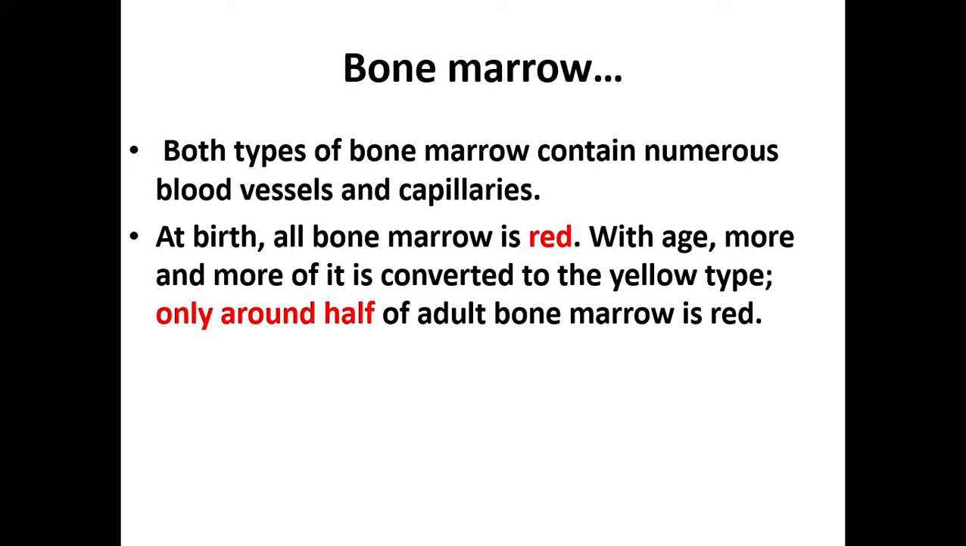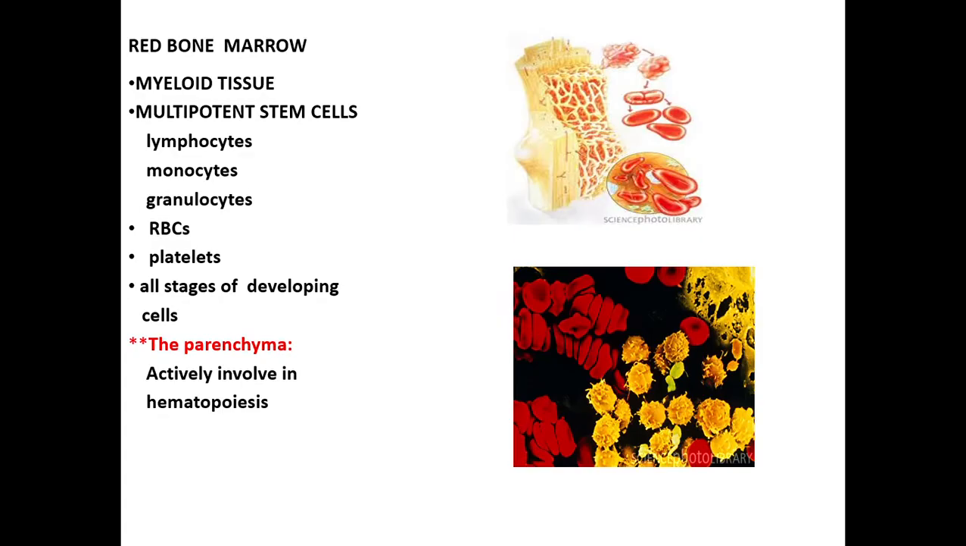In the bone marrow, two types are found: the yellow bone marrow and the red bone marrow. Aside from the red and the yellow marrow, it also contains numerous blood vessels and capillaries. At birth, all bone marrow is red. However, with age, more and more of it is converted to the yellow type. So in an adult individual, only around half of the bone marrow is red.